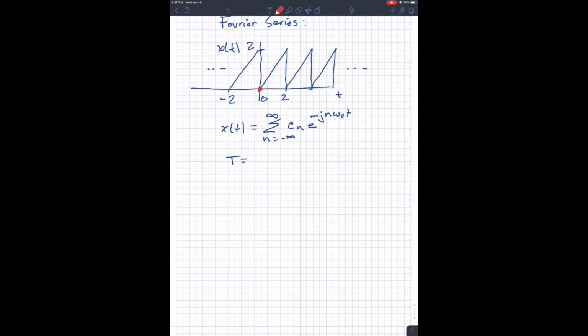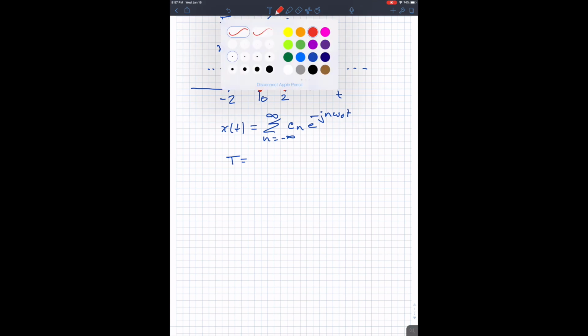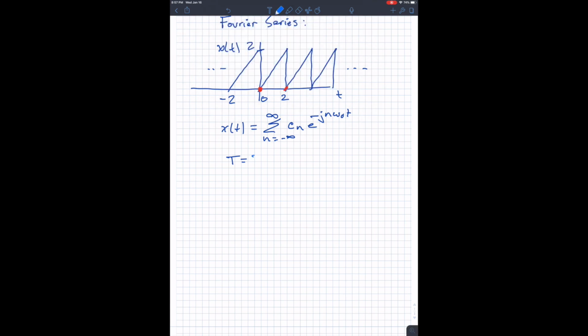Okay, so here's a starting point on the waveform, and we notice that the next time that point occurs is 2 seconds later, and so the period on this is 2. Okay, because we know the period is 2, the fundamental frequency is 2 pi over capital T, so in this case omega naught equals pi.